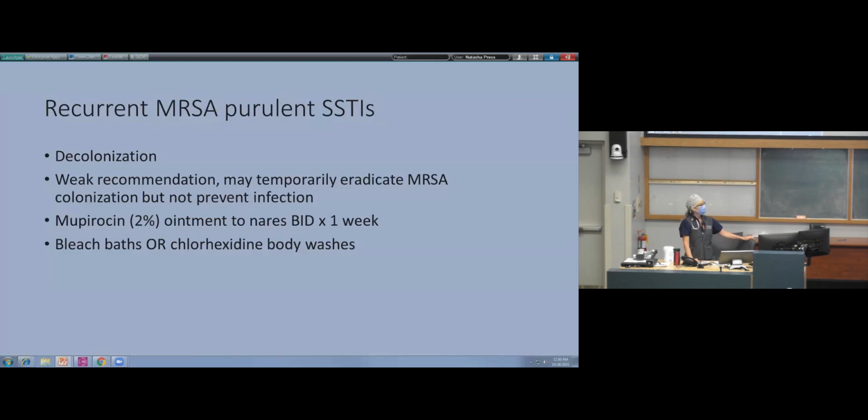They put the mupirocin ointment just on the inside of their nose twice a day for a week. And at the same time, they either do bleach baths or chlorhexidine body washes. If they're a shower person, then I order chlorhexidine body washes with a prescription. They go into the shower, do the chlorhexidine, and then rinse and moisturize. If they're a bath person, then I tell them that they can do bleach baths a couple times a week for a few months or really as long as they want. Basically they're filling up a tub with water, adding 1/4 cup of household bleach, lying in the tub for 10 minutes until the water gets cold, rinsing, moisturizing, and doing that a couple times a week.